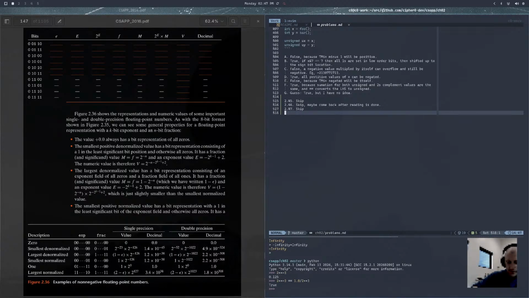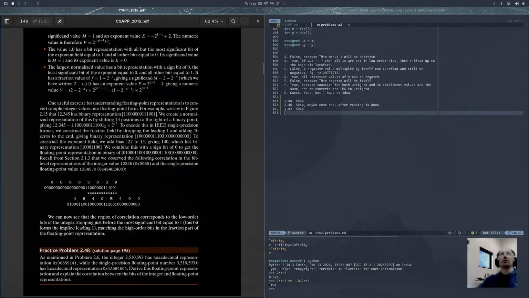The largest denormalized value has a bit representation consisting of an exponent field of all zeros and a fraction field of all ones. It has a fraction and significand value, which we have written as 1 minus epsilon, and an exponent value and numeric value as given in the table. The smallest positive normalized value has a bit representation with a 1 in the least significant bit of the exponent field, otherwise all zeros. It has a significand value M equal to 1, an exponent value E, and a numeric value as given in the table.